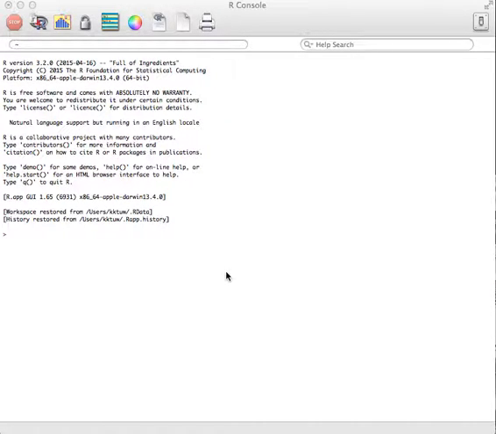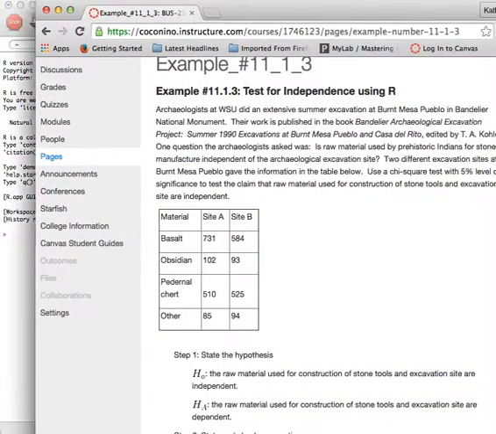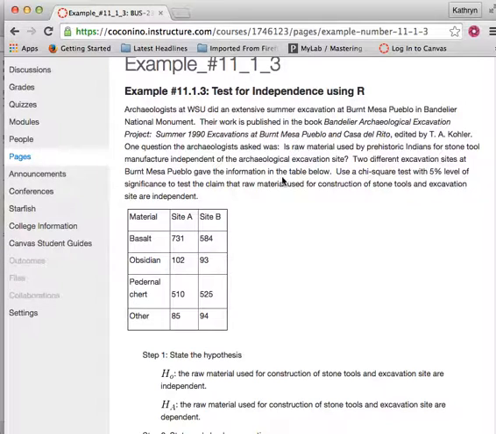So this is an example of how to do a chi-squared test for independence on R. So we need to have a situation that we're dealing with, so I'm going to get you some information. This is an example that I'm going to look at that had to do with some archaeologists looking at something that's happening at Burt Mesa Pueblo in Bandelier National Monument.